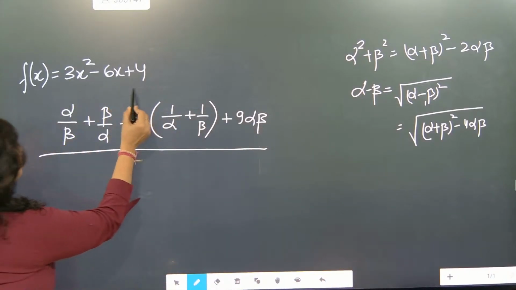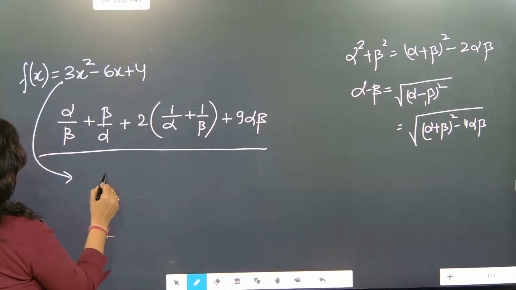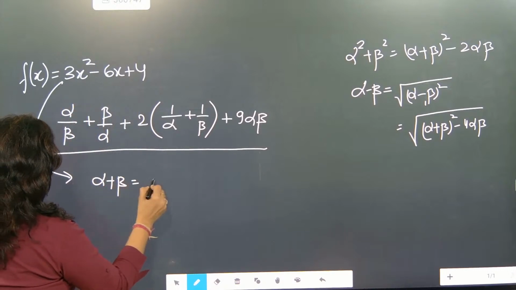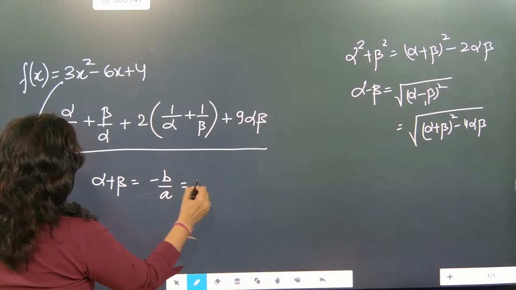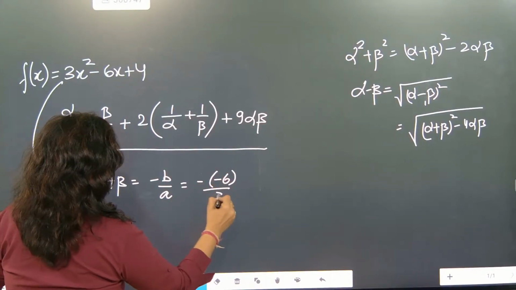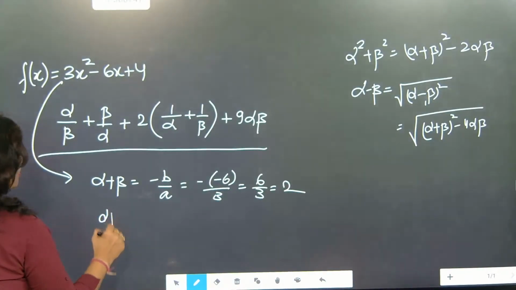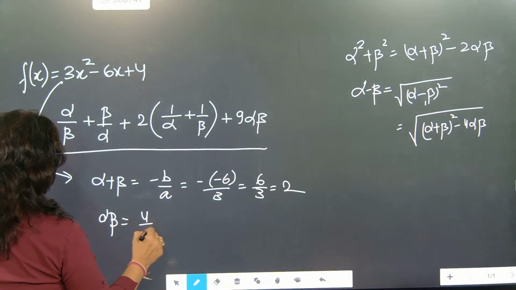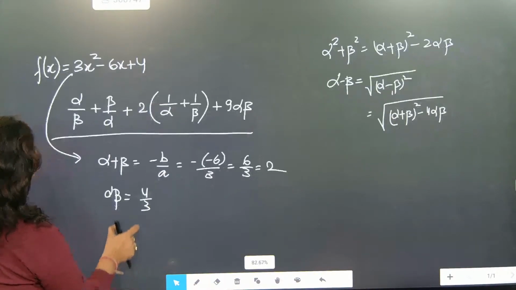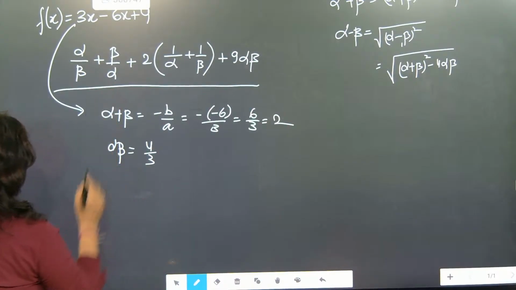Now first, from this we will find alpha plus beta. What is alpha plus beta here? Minus b by a, that is minus of minus 6 by 3. It is coming 6 by 3, which is equal to 2. Now alpha into beta is 4 by 3. So these two values we got. Now our duty is to solve this part.